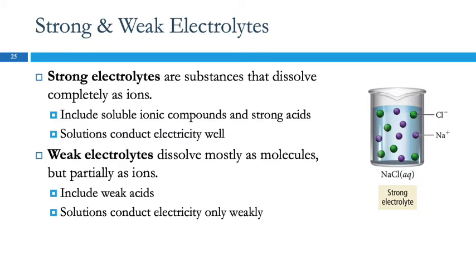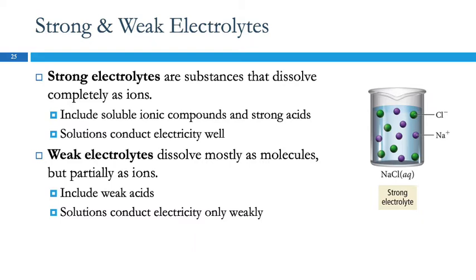So we mentioned electrolytes and non-electrolytes. There are also strong electrolytes and weak electrolytes. And they go kind of like the acids do. A strong electrolyte is something that will dissolve completely as ions. And sodium chloride is something like that. All of the ions separate from each other. A solution with a strong electrolyte will conduct electricity well. So if you have it hooked up to a light bulb, the light bulb will glow strongly. It'll shine strongly, right?